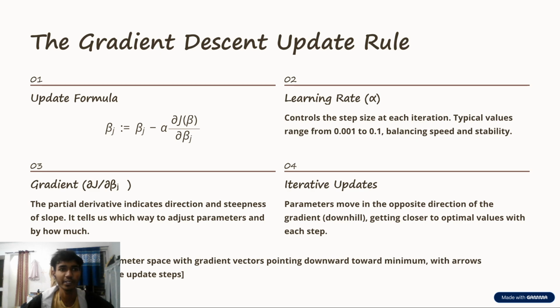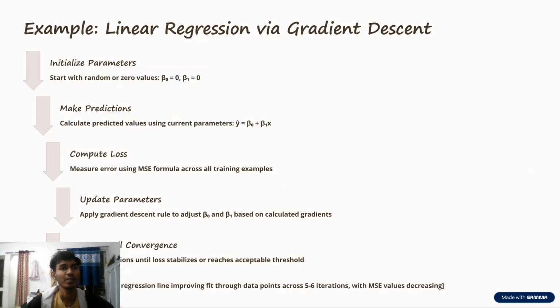The gradient descent update rule. First is the update formula. Second is the learning rate, which controls the step size at each iteration. Typical values range from 0.001 to 0.1, balancing speed and stability. Third is the gradient, the partial derivative indicating direction and steepness of the slope. It tells us which way to adjust parameters and by how much. Iterative update: parameters move in the opposite direction of the gradient, getting closer to optimal values with each step.